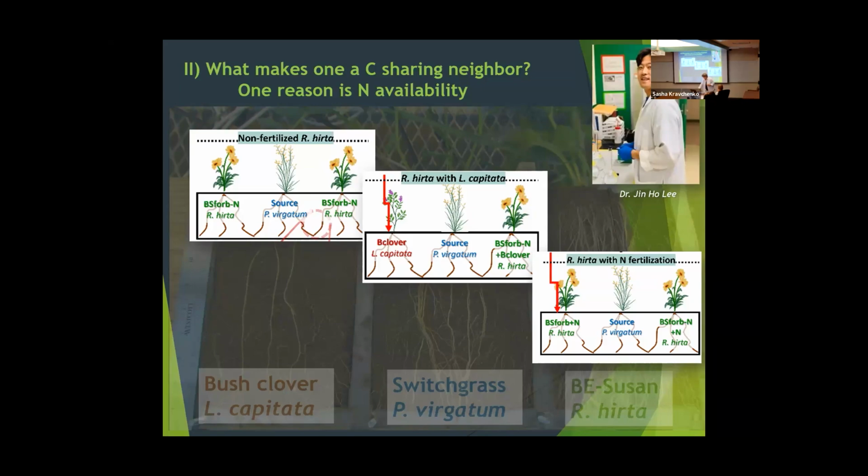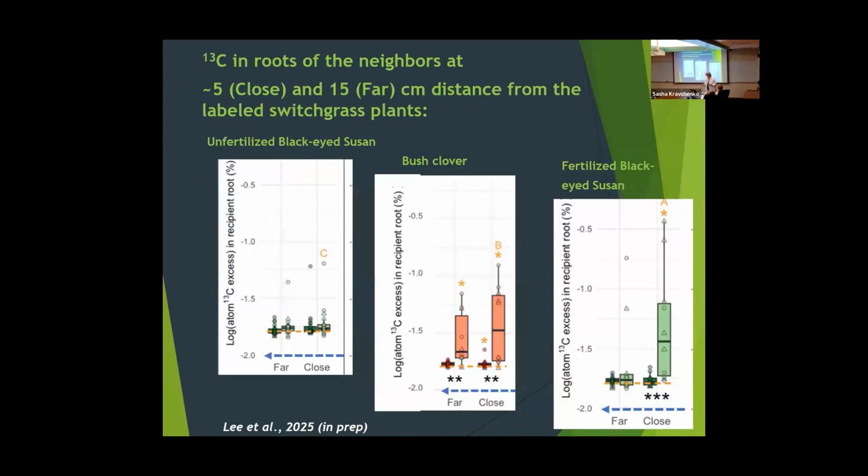So with these 3 treatments, what that meant in terms of carbon transfer is what you see here. The data from these 3 treatments are shown, and on the y-axis is the 13C in the roots of the non-labeled plants, the plants that shouldn't have any 13C in them because they were not labeled themselves.